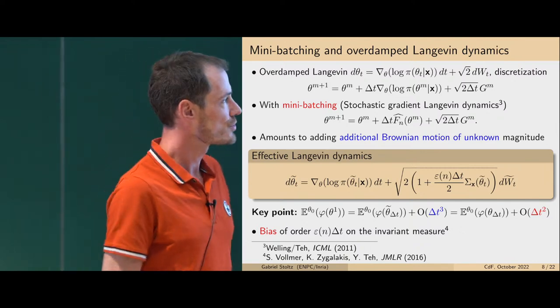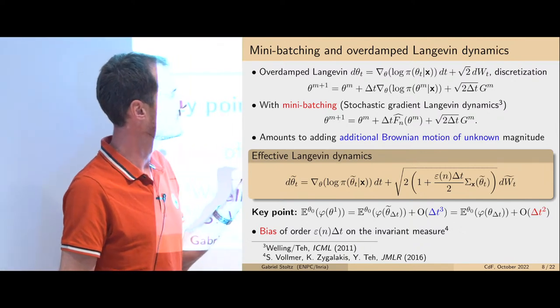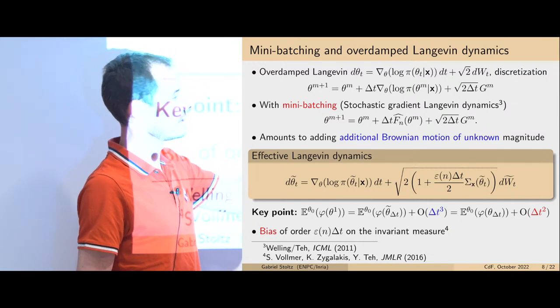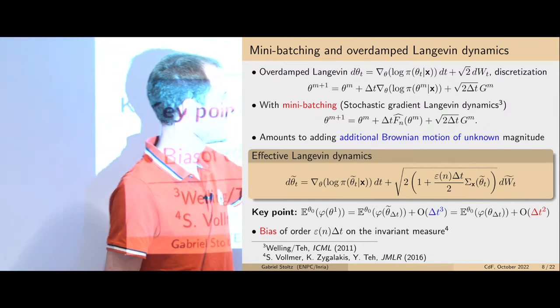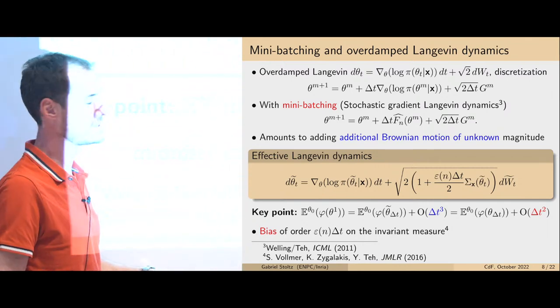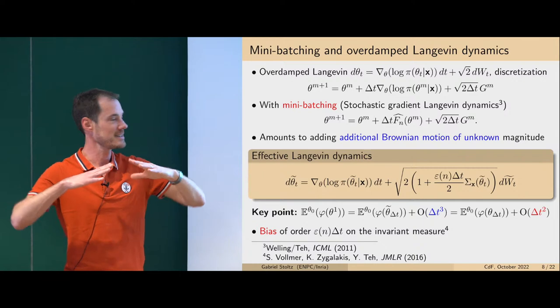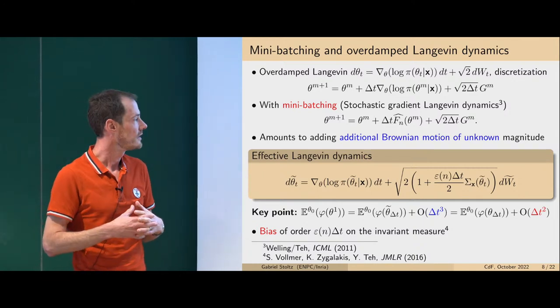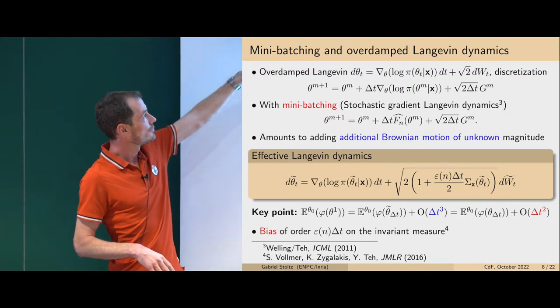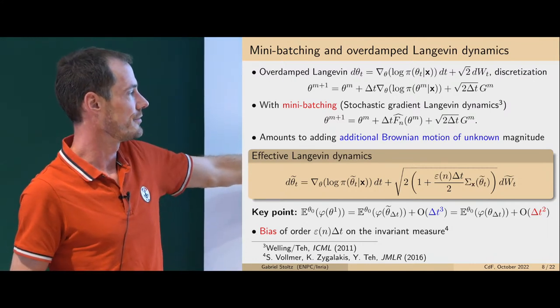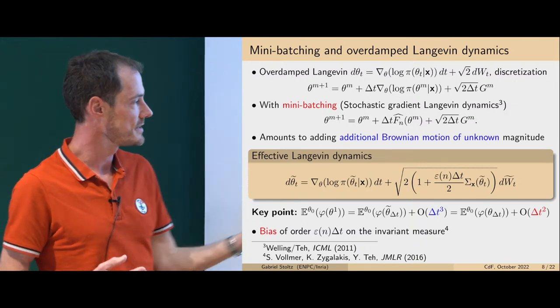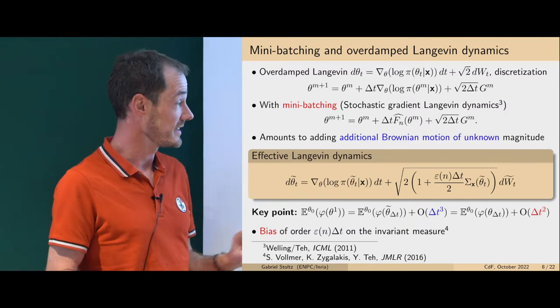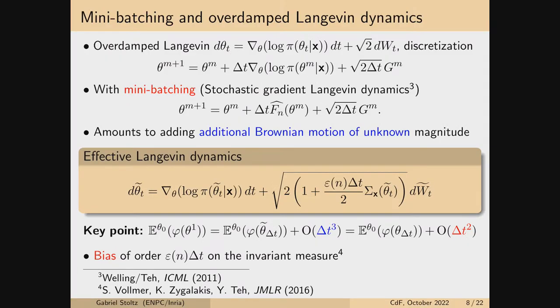the diffusion coefficient by a factor delta t as well. So this formula somehow shows you that because this covariance matrix sigma x is positive, it's as if you're doing overdamped Langevin dynamics at a slightly higher temperature, a temperature that is delta t higher. People in MD know that then you tend to broaden the distribution of parameters. So you can show that when you're doing this mini-batching dynamics, you have an error on the invariant measure which is of order epsilon n times delta t. And I recall that epsilon n is really large because it scales as the number of data points squared divided by little n. So this is really an error which is much larger than the usual time discretization error.